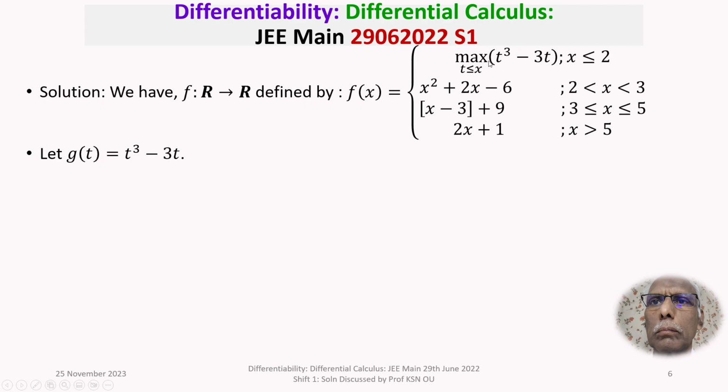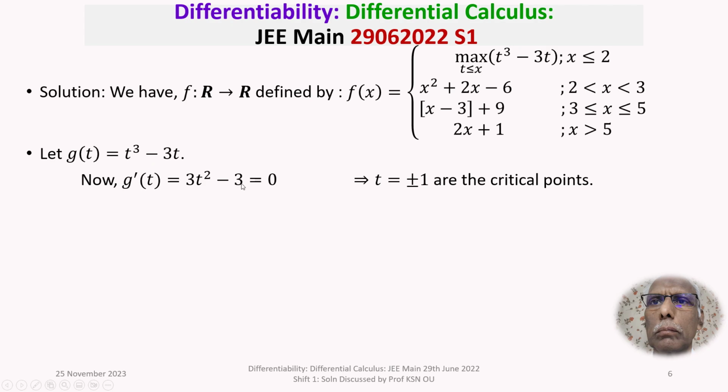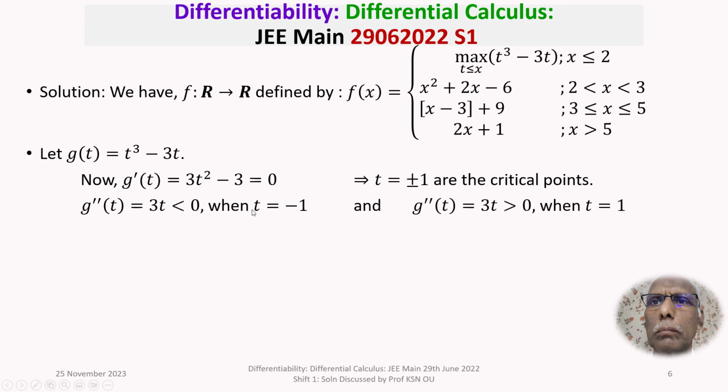Let g of t is equal to t cube minus 3t. Because we are talking about the maximum, so let's take its derivative. That is g prime t is equal to 3t square minus 3, and equate it to 0 to get the critical points. We get the critical points t is equal to plus or minus 1 of this g of t. Now take its second derivative, that is 6t, and this is negative when t is minus 1 and positive when t is equal to 1. So the maximum is attained for g of t at t is equal to minus 1.